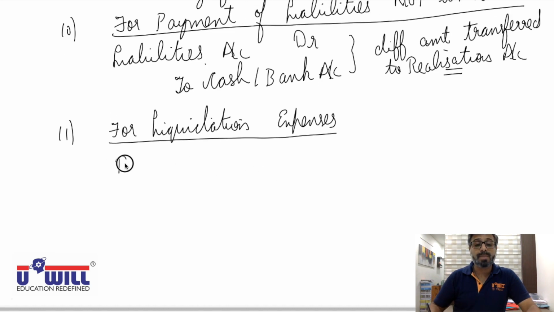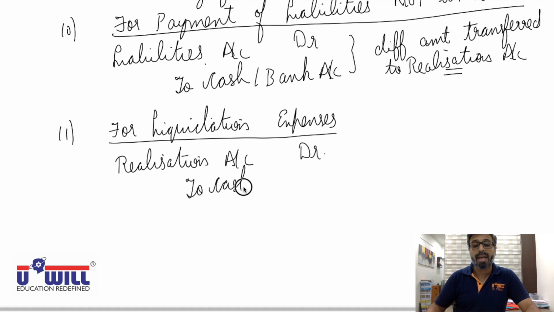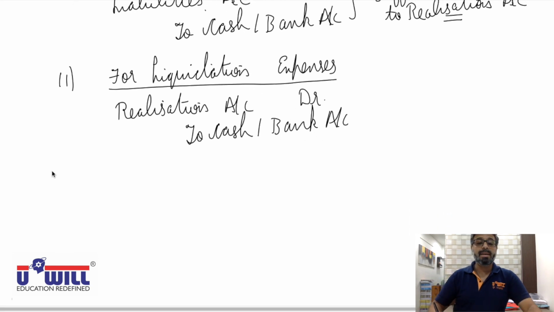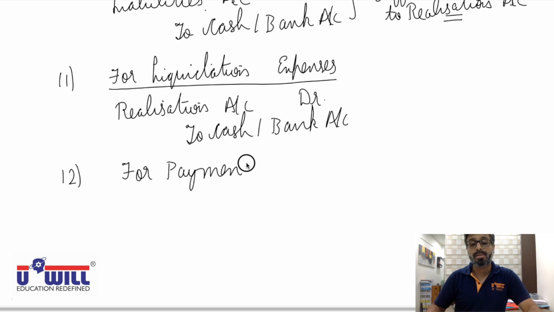So for liquidation expenses, all expenses and losses are debited directly to realization account, because we have already opened an account for that. Cash goes out, so credit cash or bank account. Then the next entry is for payment to preference shareholders.